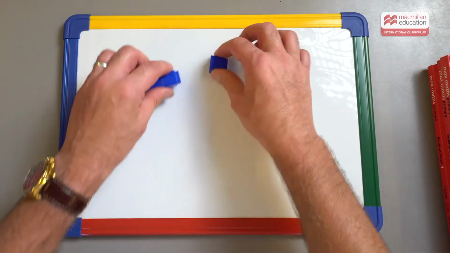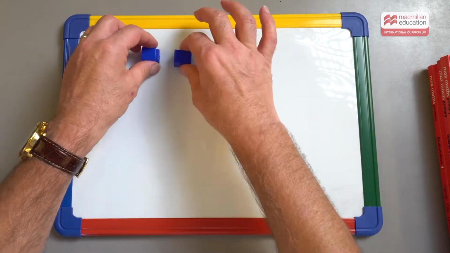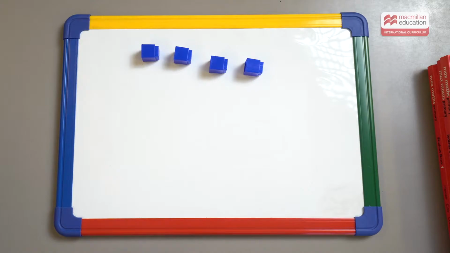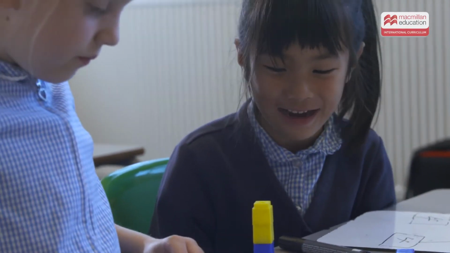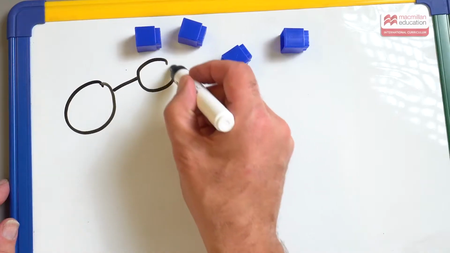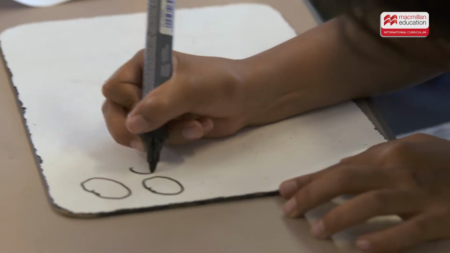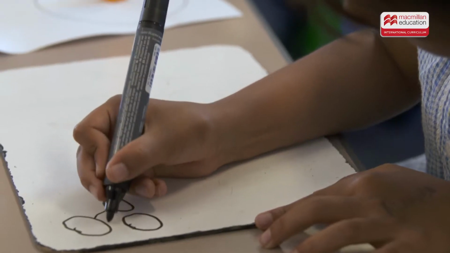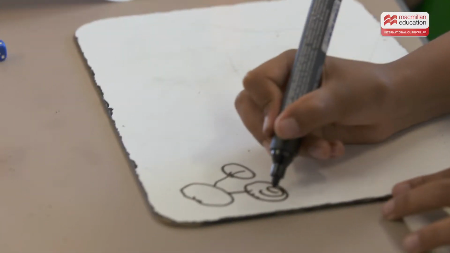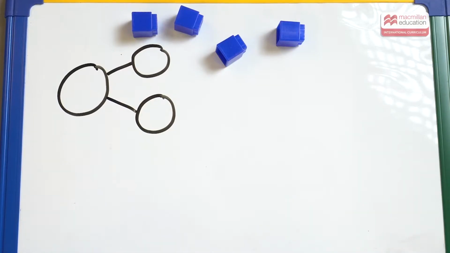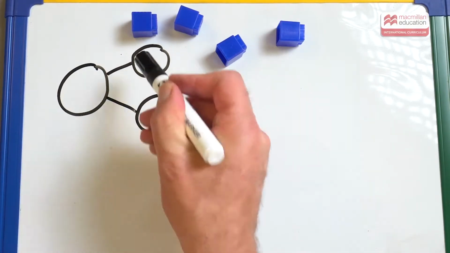Now, thinking back to our stage 1 task, a typical idea might have been to use these Unifix linking cubes. So I might require children to draw their part whole model. And again, it actually isn't important whether the hole is on the left or the right or the top or the bottom. What's important is the relationship.